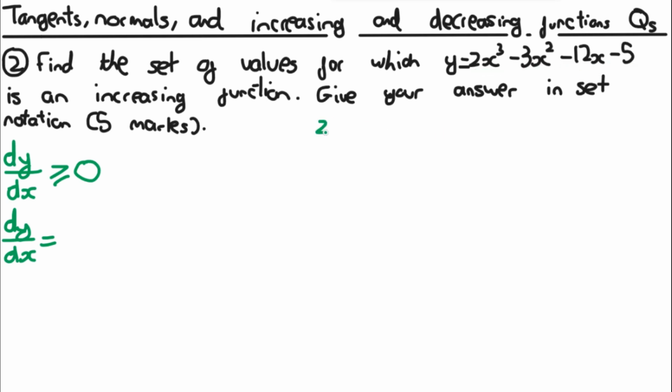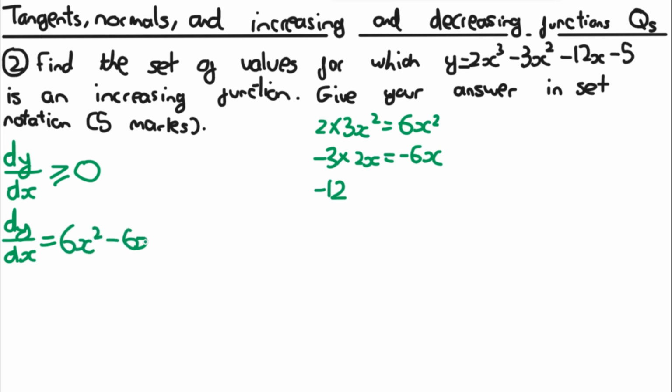So 2x cubed is going to be 2 times 3x squared, which is equal to 6x squared. And then -3 times x squared differentiated is 2x, so it's going to be -6x. -12x is going to be -12, and then the constant just goes away. So therefore dy over dx is equal to 6x squared minus 6x minus 12. And again, you can check this answer if you want to by putting this function into your calculator and then putting in a random value for x and then subbing in that value for x to see if you get the same answer.